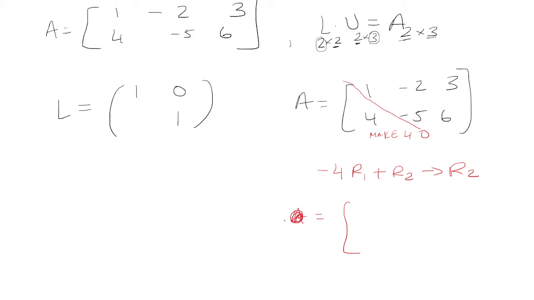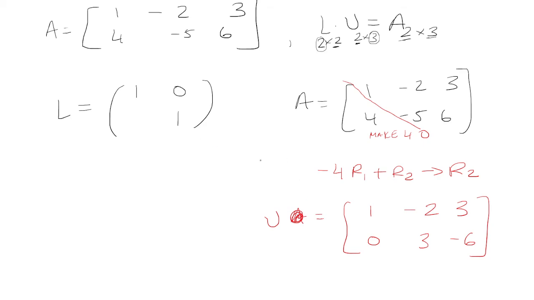So we'll call this U. And the first row you just leave the same. The second row we have negative 4 times 1 plus 4 is 0. Negative 4 times negative 2 is 8, plus negative 5 is 3. Negative 4 times 3 is negative 12, plus 6 is negative 6. And so this is good now.